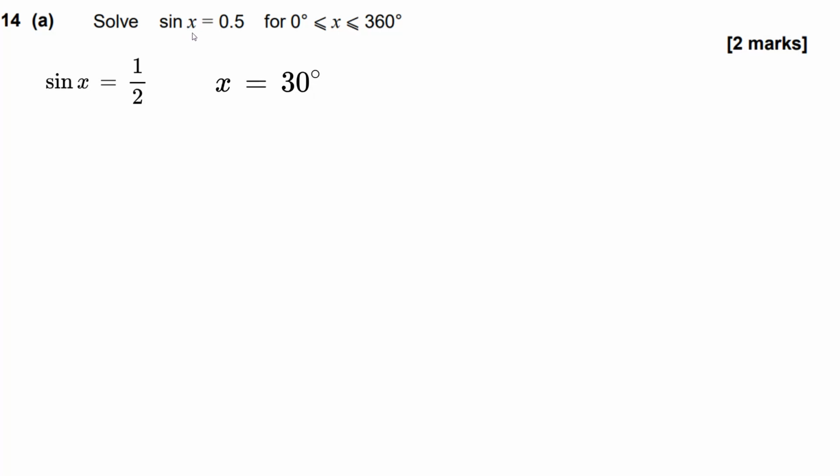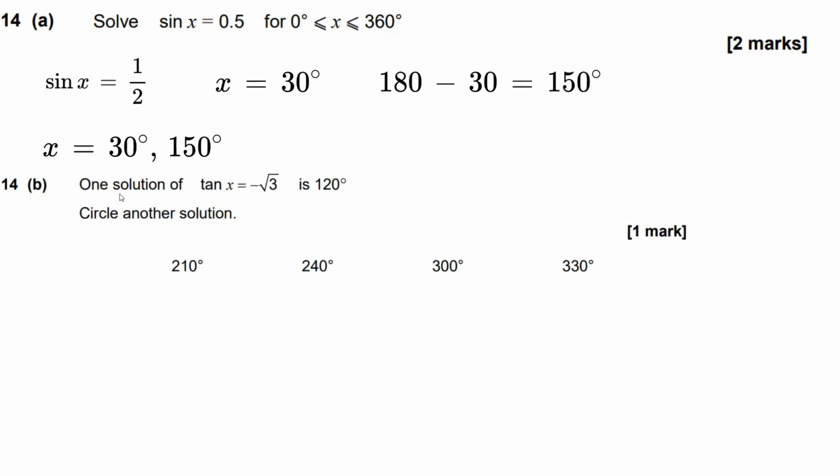You can work out what the other value is, because the sine is symmetrical. So you do 180 minus 30. For sine you always do 180 minus the angle, and for cosine it's 360 minus the angle, and for tan you just add 180 each time. So 180 minus 30 equals 150, and that's the other solution. You can't do 180 minus this because you'll just get this again, so your two answers are this.